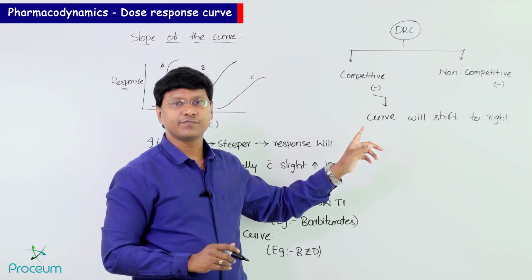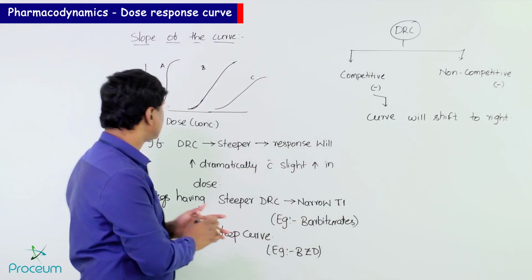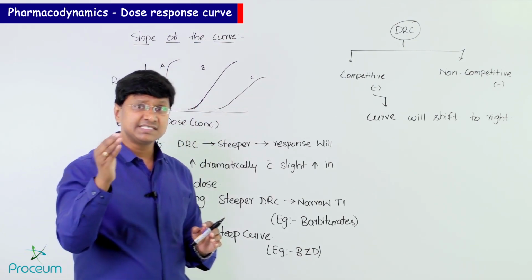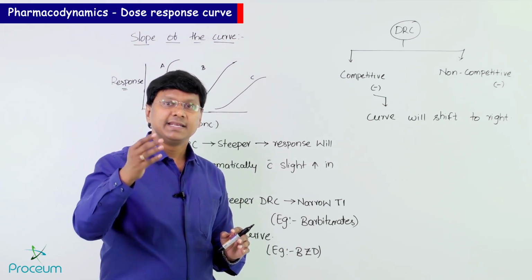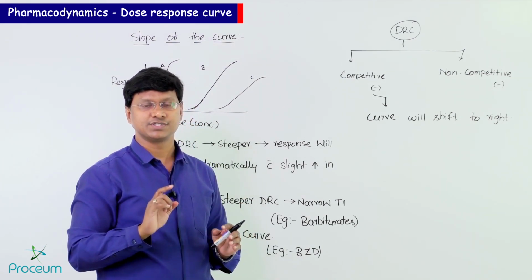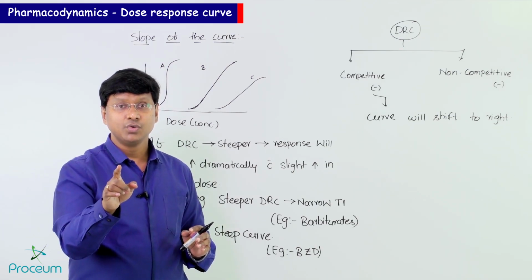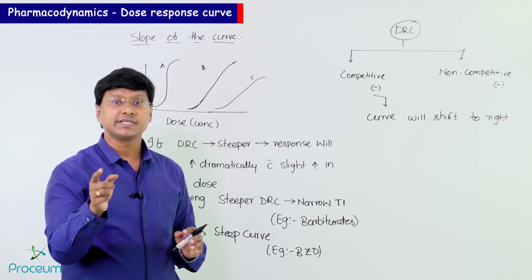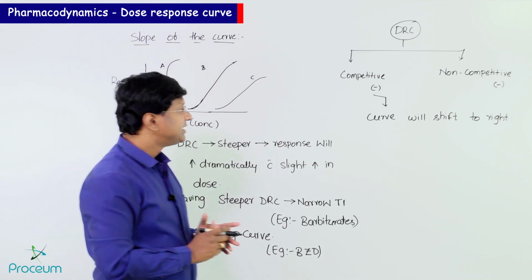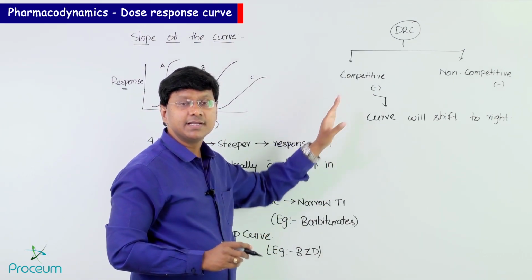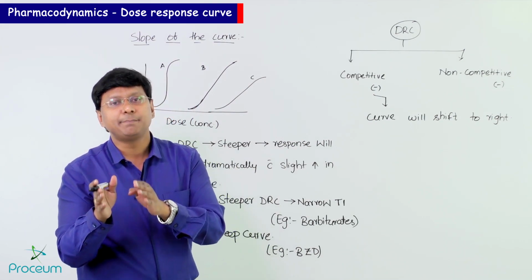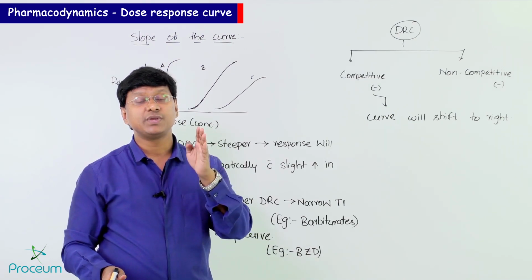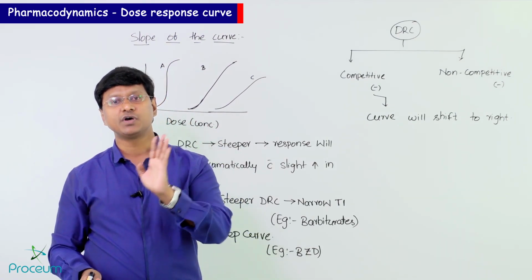Now, in case of competitive inhibitor, the curve will shift to right. What does that mean? Now the same agonist will have less potency in the presence of antagonist. The antagonist will neutralize the effect of the agonist. Now what type of antagonist is it here? It is a competitive antagonist. That means, in case of competitive inhibitor, the antagonist will compete with the agonist for the same receptor. That is the reason why the agonist will have less potency in the presence of antagonist.